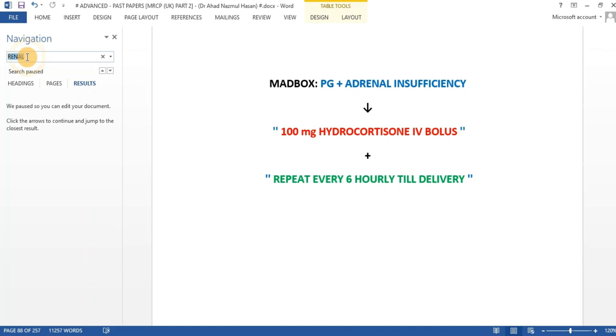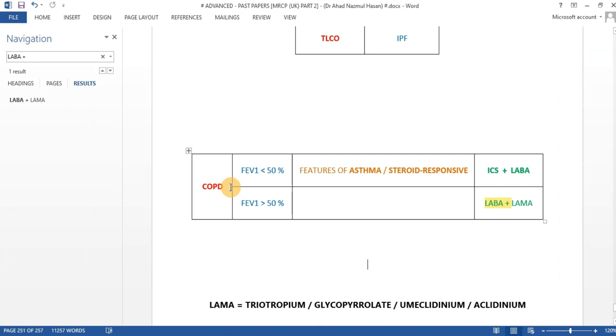If there is an asthmatic feature, then prednisolone. Yes. So in case of COPD, if FEV1 is less than 50% and there are features of asthma or steroid responsiveness, then we can go with ICS plus LABA combination. If the FEV1 is greater than 50% and there are no features of asthma or steroid responsiveness, then we should go with the LABA plus LAMA combination.